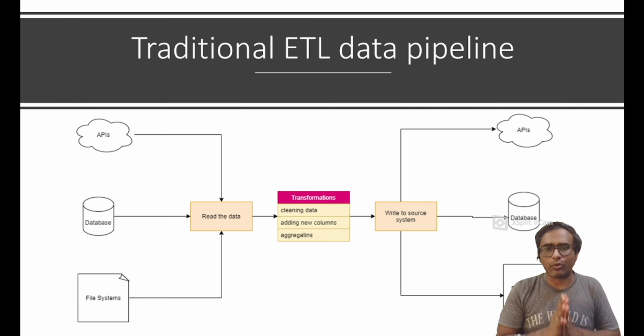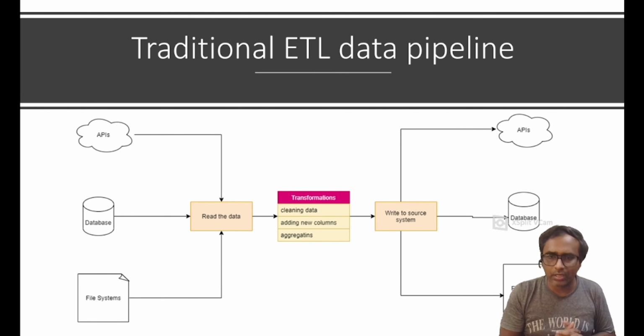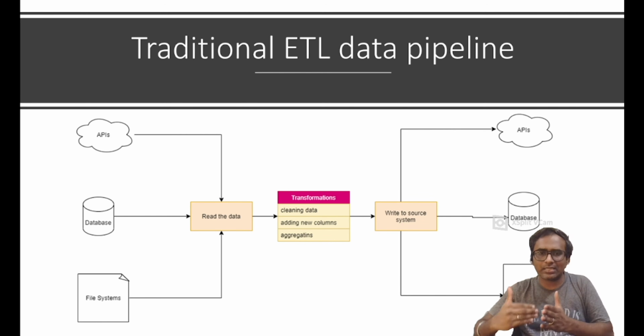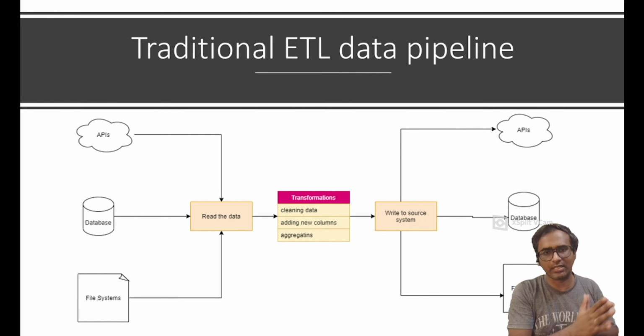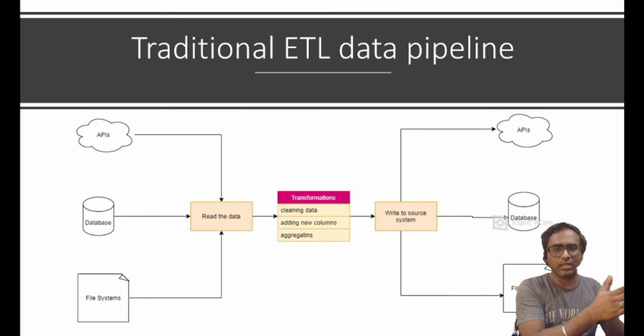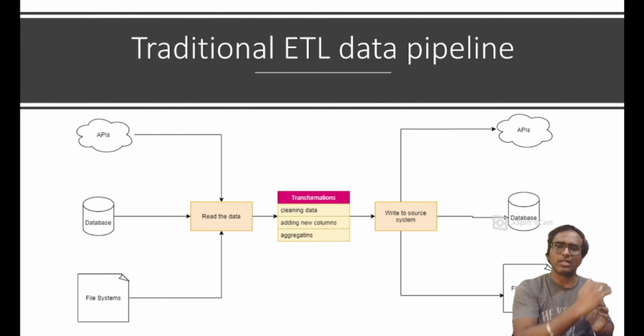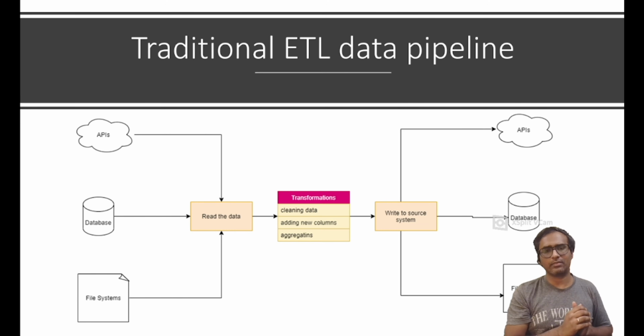But there is a problem here. What happens if it fails at step 3 or step 2? Typically, you'll be running from the starting. That's not the ideal way. Let's say something went wrong at the third step, maybe at the aggregation. The first step is cleaning, the second is adding new columns, and the third step is aggregation. If something happened at the aggregation, why do I need to run the remaining two steps which I already ran successfully? That is one of the problems.